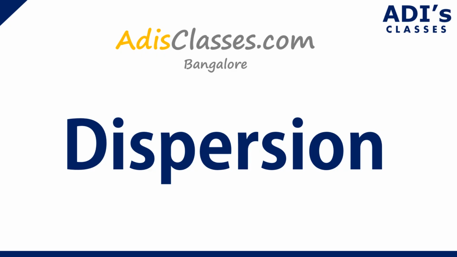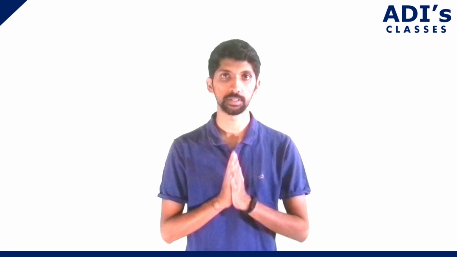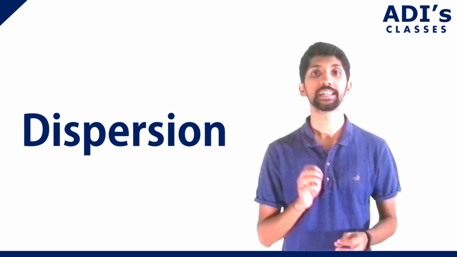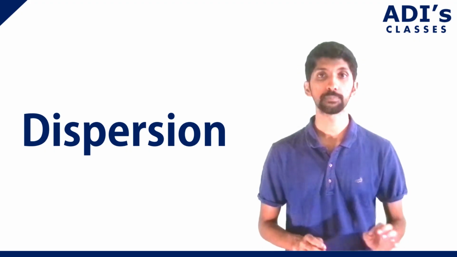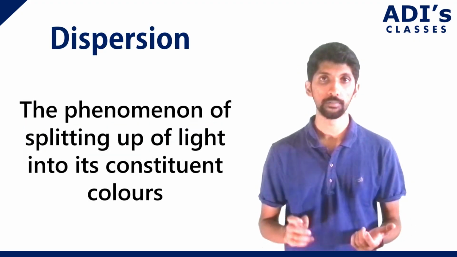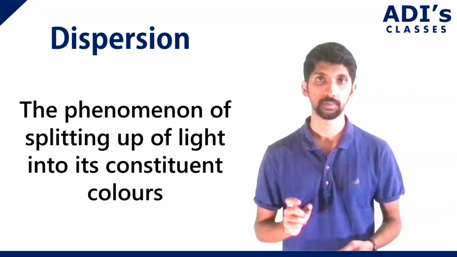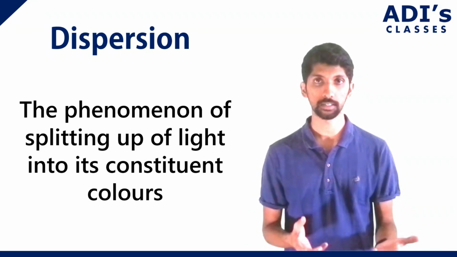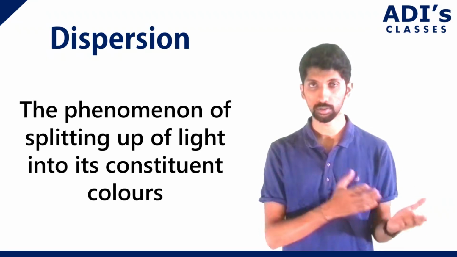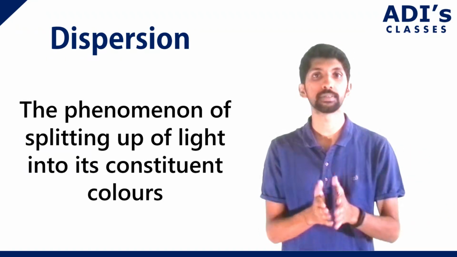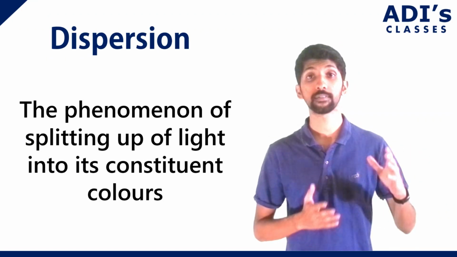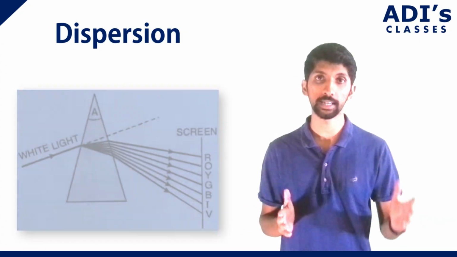So we saw what is the deviation caused by a small prism, correct? Now what we are looking at is dispersion. See, dispersion is a phenomenon where the light splits into its constituent colors. So we all know that light is made up of 7 colors, right? VIBGYOR. So basically each letter represents one color. So we have colors ranging from red to violet.